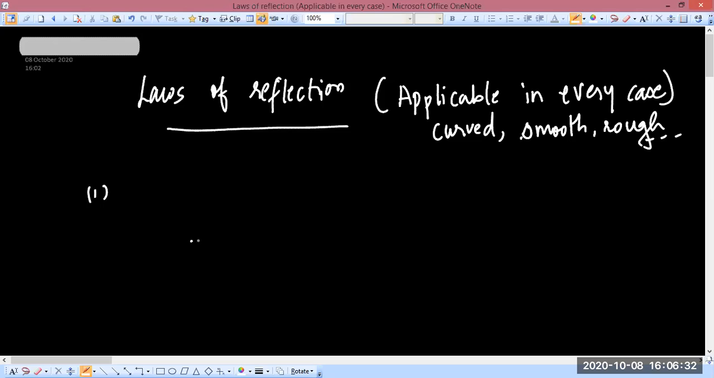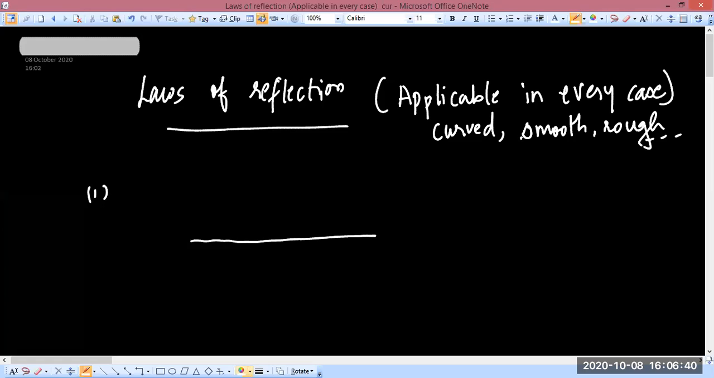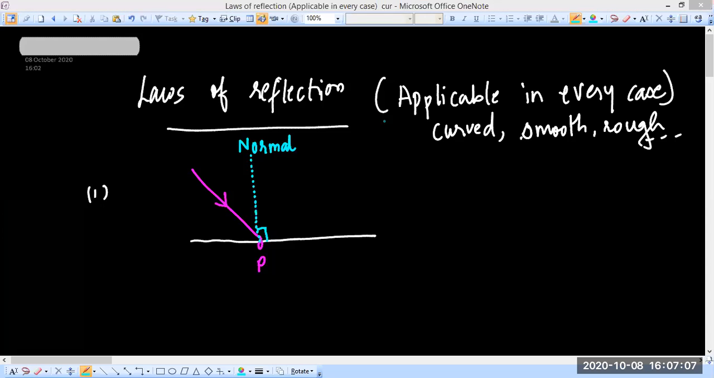First one: if this is some surface, and let's say a ray of light hits at one point, so it is incident over here. Let's call this point P. First of all, we will draw a normal to this surface. I hope all of you understand the meaning of a normal. Normal is perpendicular to the tangent.